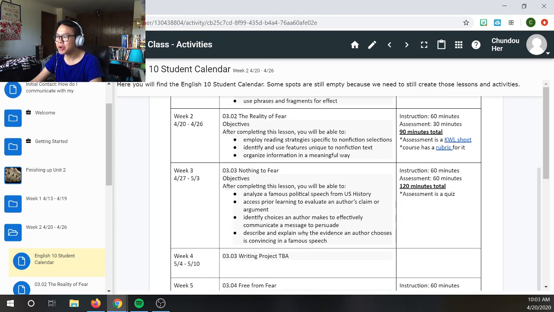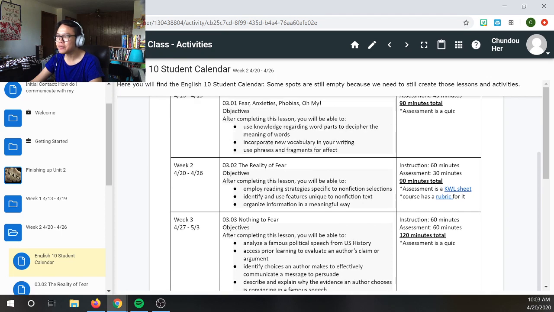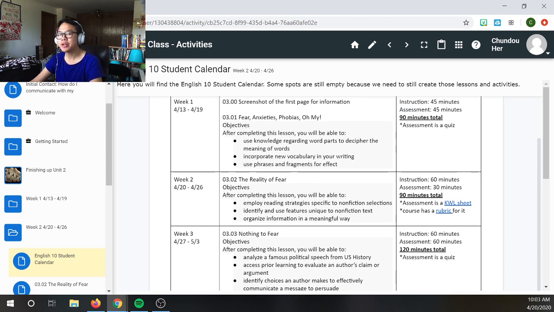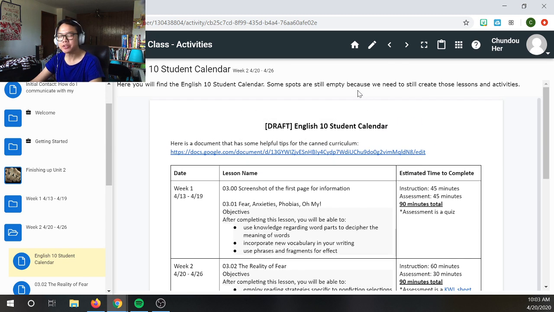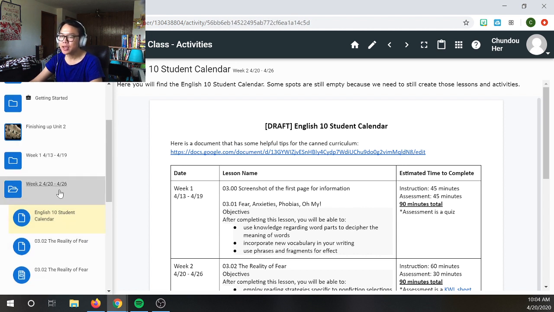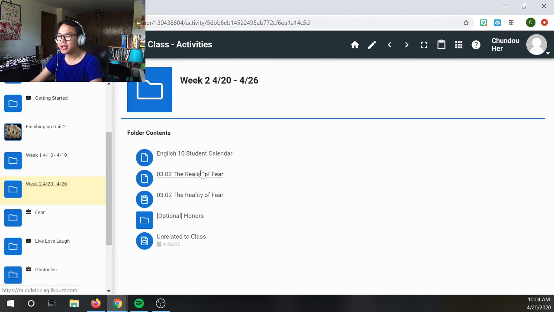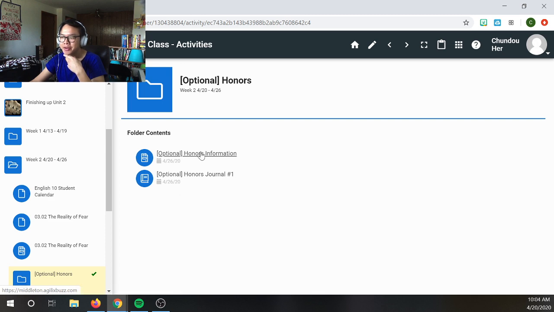We also put the rough time estimates for how long this stuff is going to take you, so that way you can appropriately plan that out for yourself. So again, this calendar will be posted up for you every single week. Let's go ahead and jump right in. Oh, actually, I want to talk about the optional honors stuff first. So before we go into the lesson, I want to talk about honors.